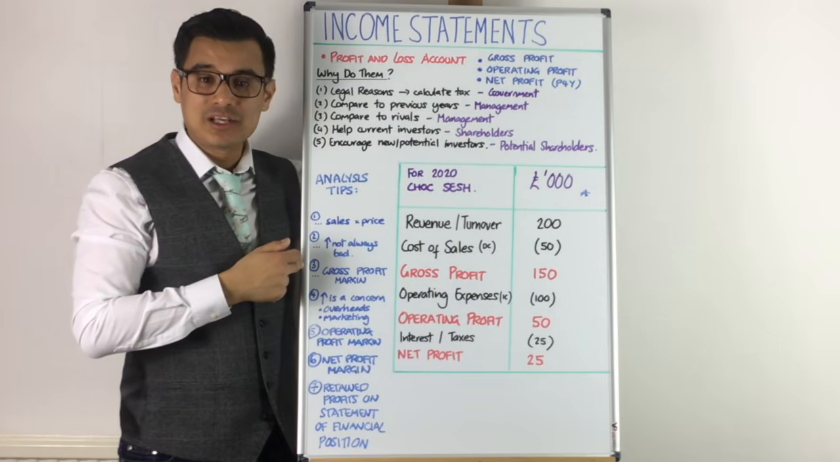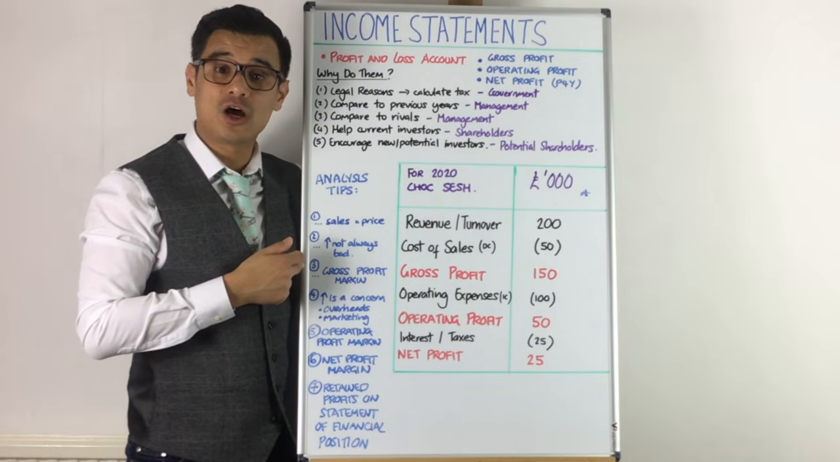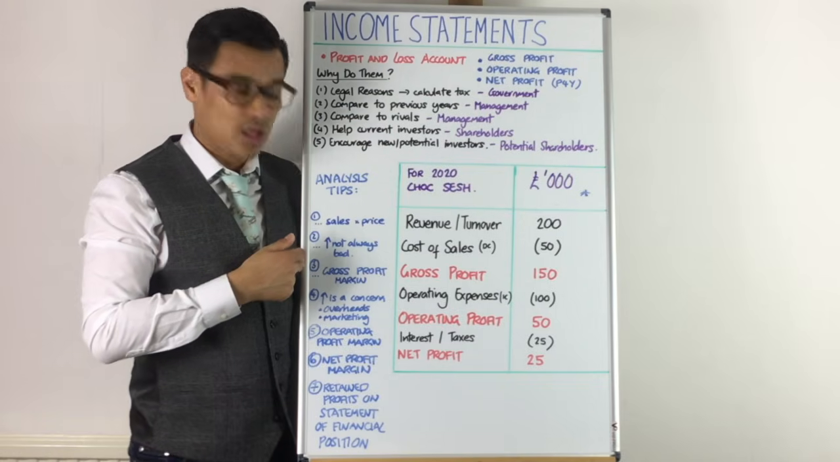Your gross profit is always going to be the first profit you'll see on the income statement. From that, you can calculate your gross profit margin. For that, check out the video. The card is going to appear very shortly.